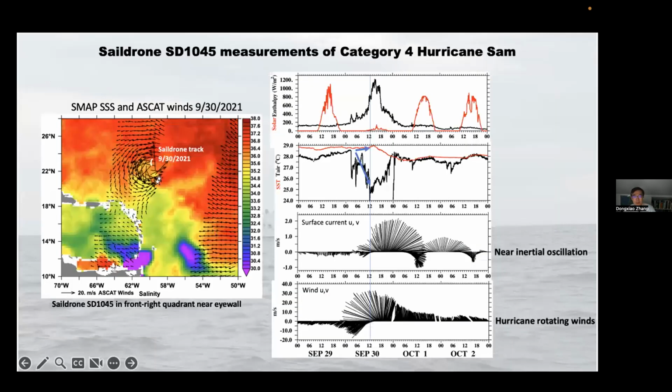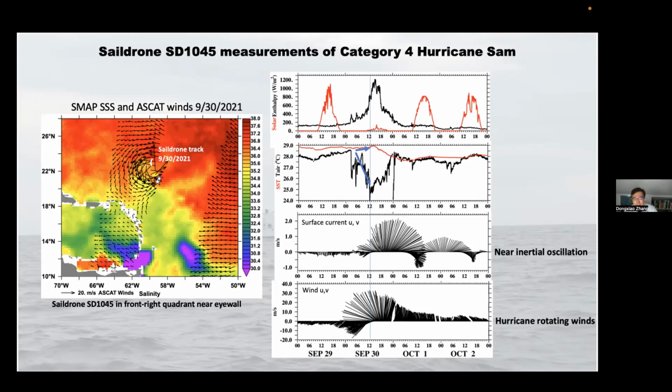The left figure shows the sea surface salinity map and ASCAT satellite winds on September 30th, 2021. The one-day track shows the sail drone was in the eyewall in the front right quadrant of the hurricane. Note that the hurricane passed over an area that is heavily influenced by the fresh water from Amazon and Orinoco River outflow. The 2 stars here were the locations of one Argo float profile 5 days before and after the hurricane, providing the background stratification of the ocean.